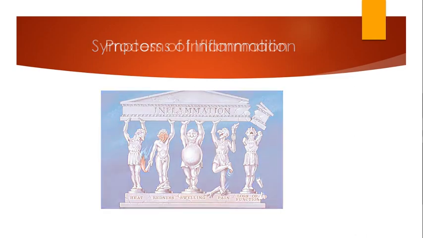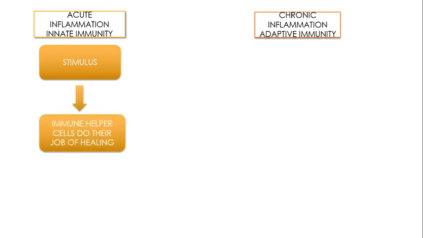In acute inflammation, stimuli, such as infections or tissue necrosis, result in the recruitment of helper immune cells to the damaged site. The primary cells involved are neutrophils, basophils, and macrophages. These cells work to eliminate the stimulus that caused inflammation.